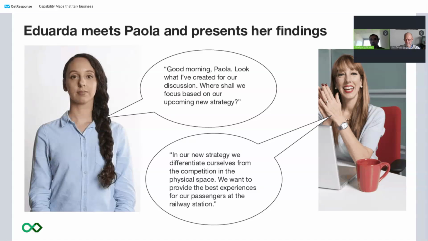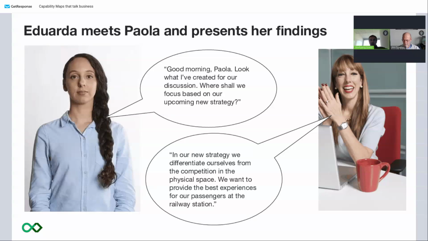And she said, okay, good morning. Look what I've created for our discussion. Where shall we focus based on our upcoming new strategy? I've seen a comment here in the chat, someone asking how is this related with strategy? That's exactly where we connect strategy with capabilities to execution.